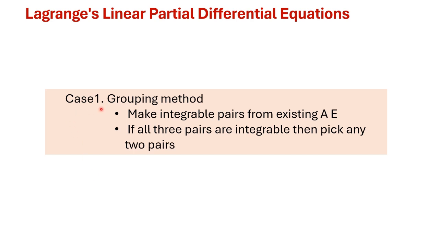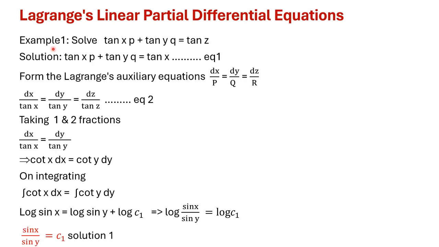Here we have to make pairs of integrable fractions from the existing auxiliary equation. If all the three pairs are integrable, then we can choose any two of our choice. Let's see some examples. Let's take this equation. We'll name it as equation 1.